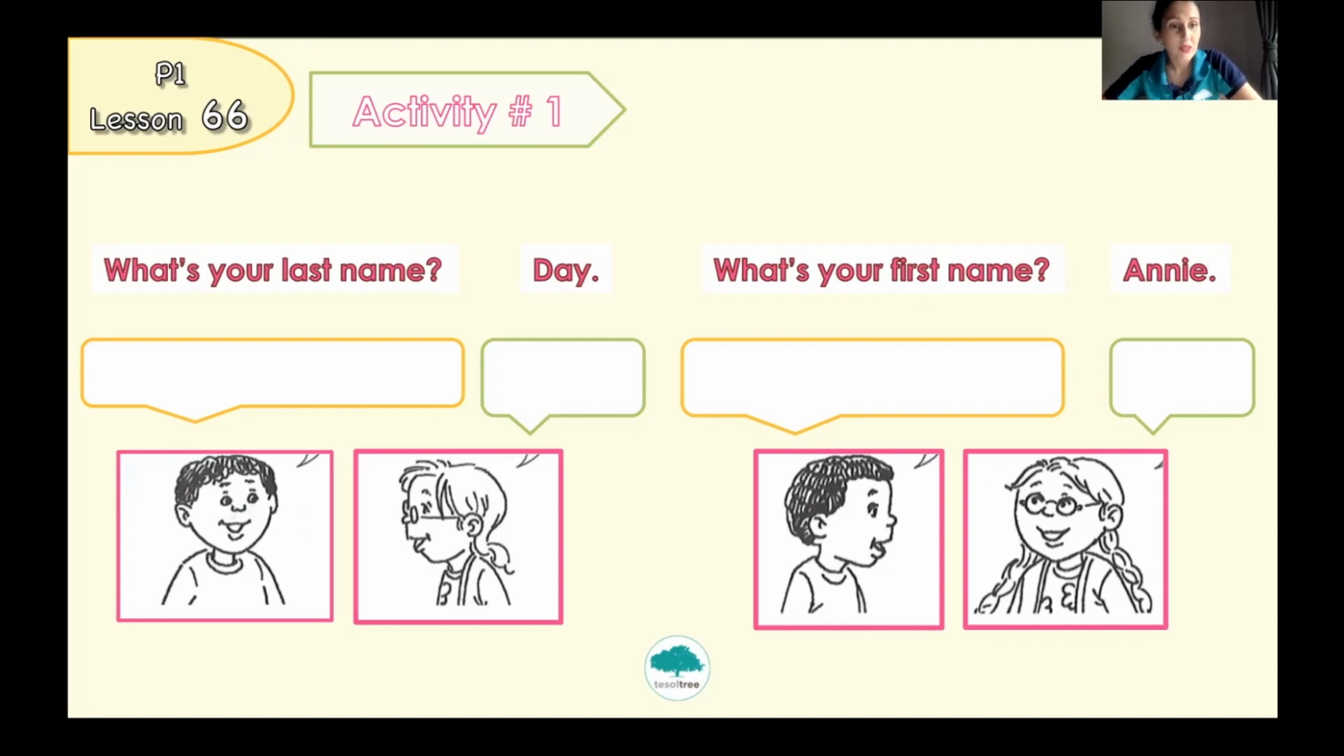So let's read. What's your last name? Day. What's your first name? Annie. And which one is first? Can you help me? Let's have a look at the picture. The boy starts to talk with the girl, and what does he say? Can you tell me? You have to choose the first sentence of the conversation. What do you want to choose? These, or maybe these?